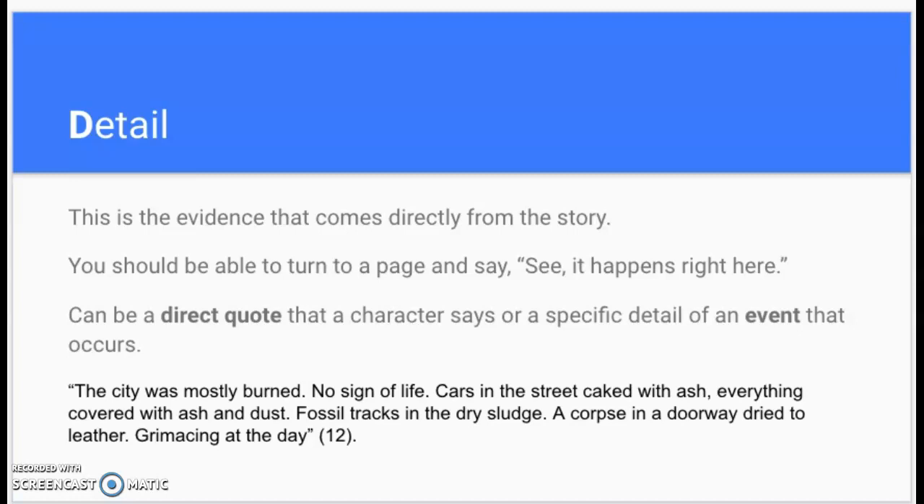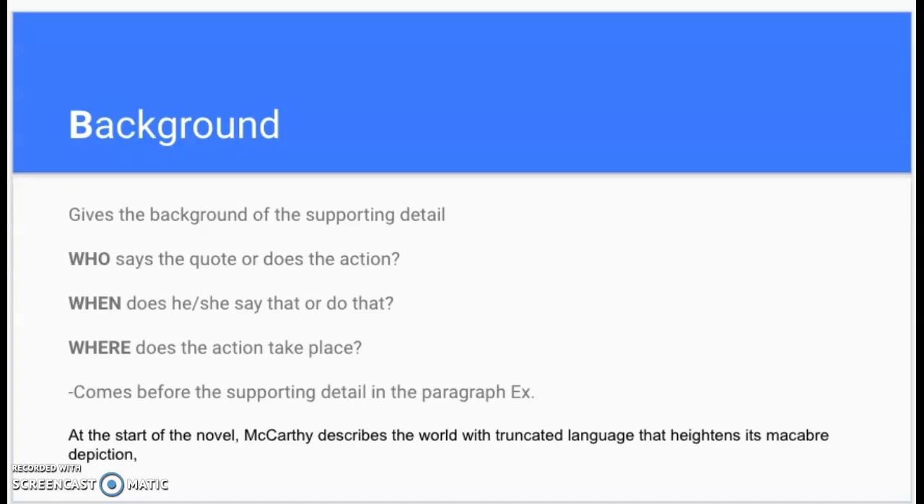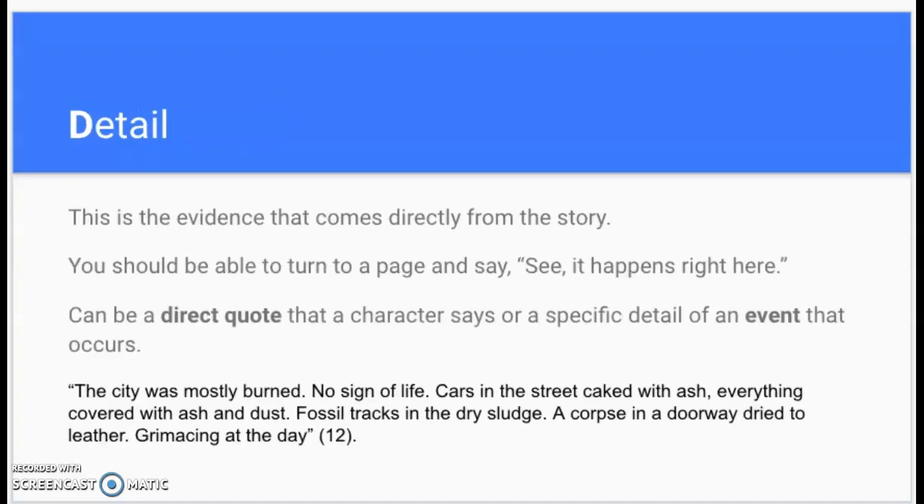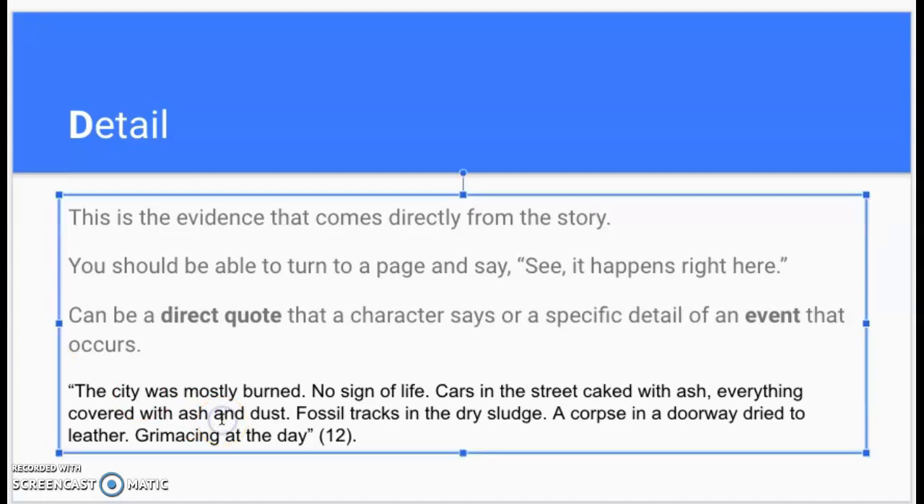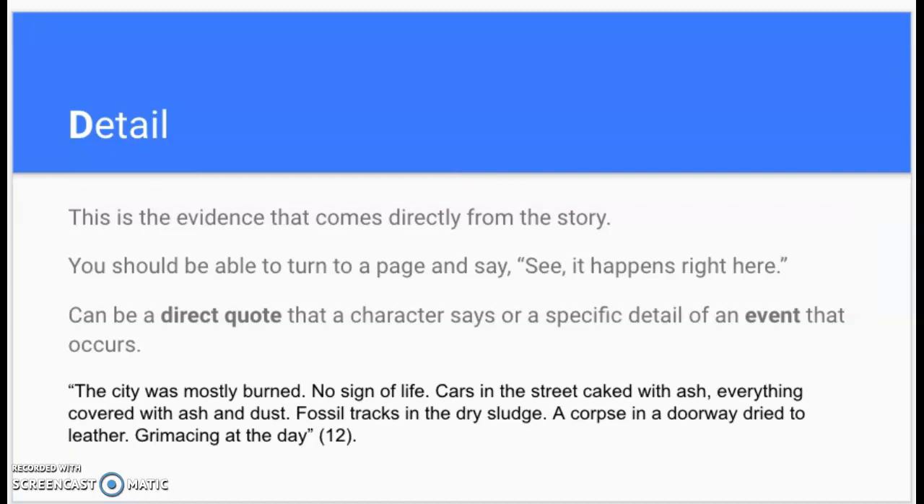The direct quote that I want to focus on comes from page 12 of The Road, and I've already set it up with this background sentence. At the start of the novel, McCarthy describes the world with truncated language that heightens its macabre depiction. The city was mostly burned, no sign of life, cars in the street caked with ash, everything covered with dust, fossil tracks in the dry sludge, a corpse in a doorway, dried to leather, grimacing at the day.